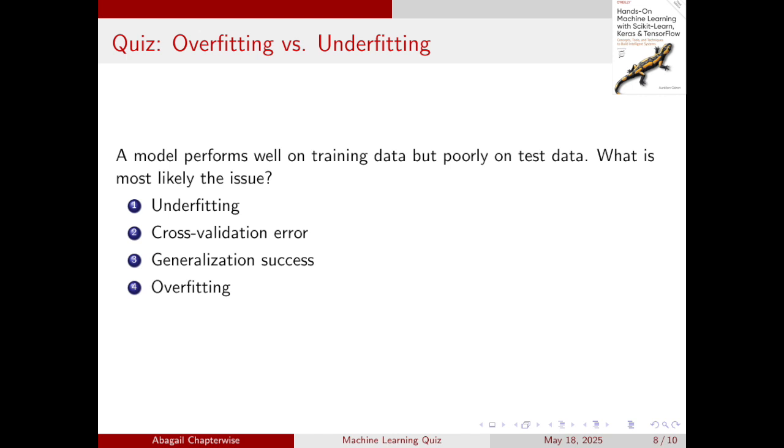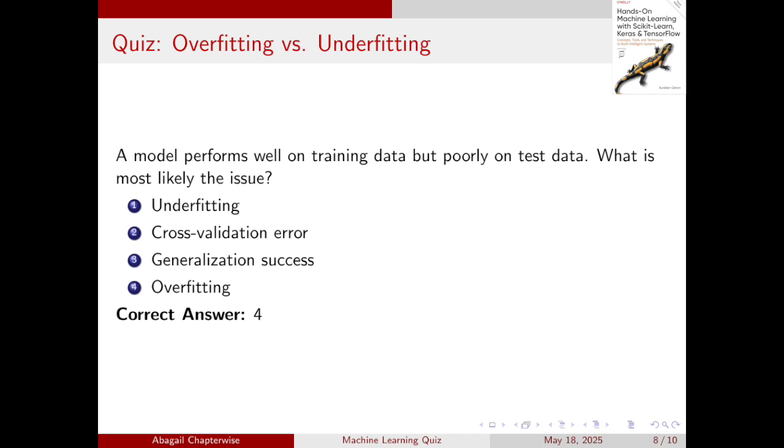Let's do one more check-in before we move on. A model performs really well on the training data, 98% accuracy, but only 60% on the test data. What's most likely the problem? 1. Underfitting. 2. Cross-validation error. 3. Generalization success. 4. Overfitting. Pause now and give it a shot. Type your answer in the comments if you're following along.